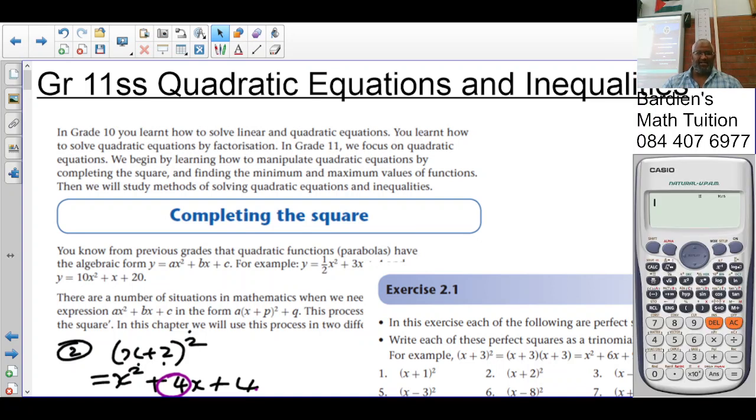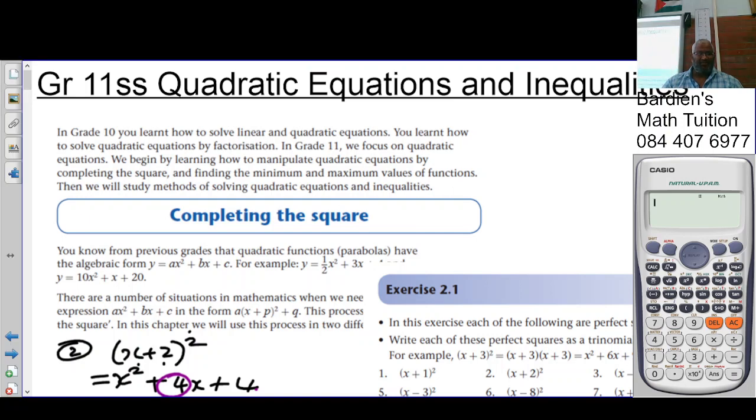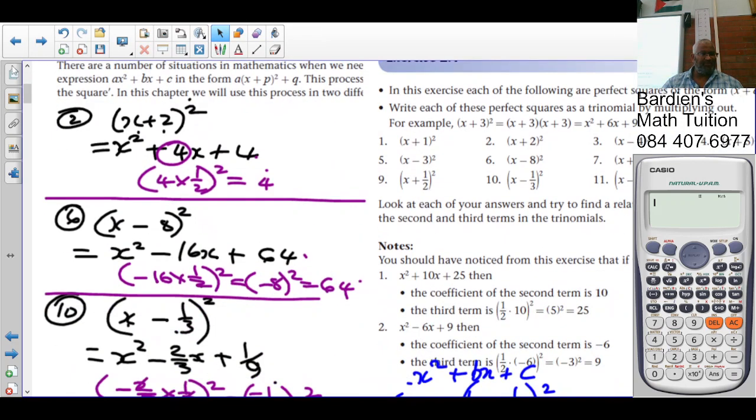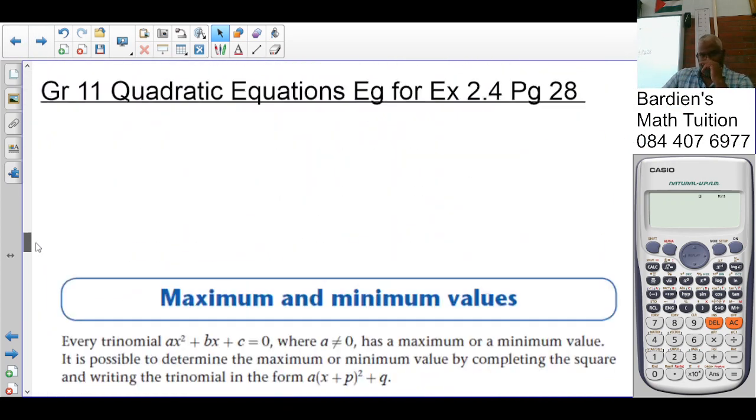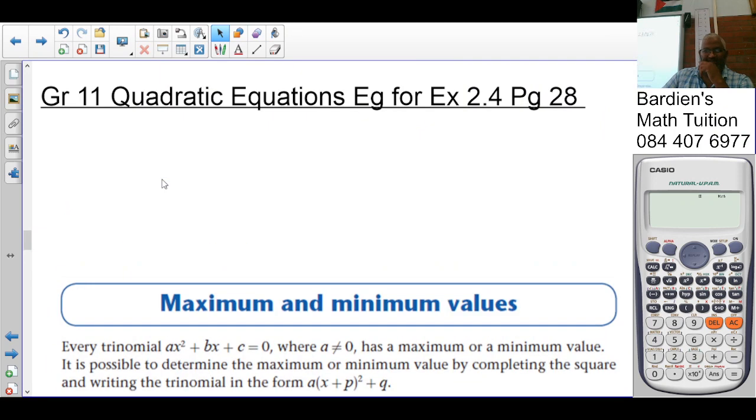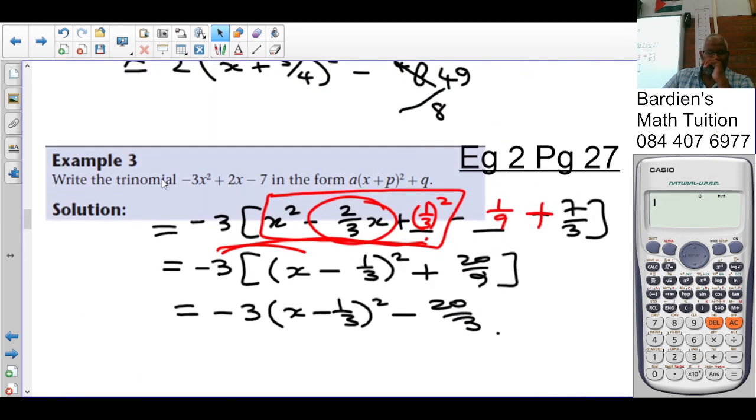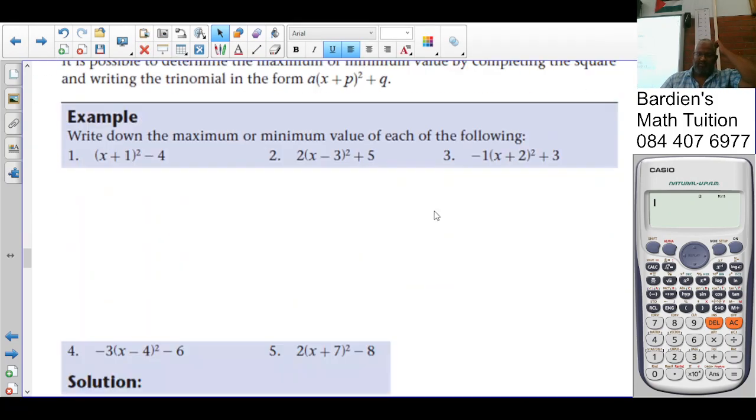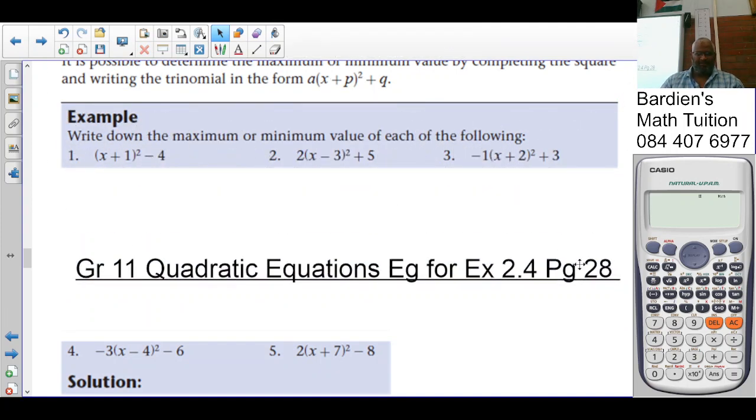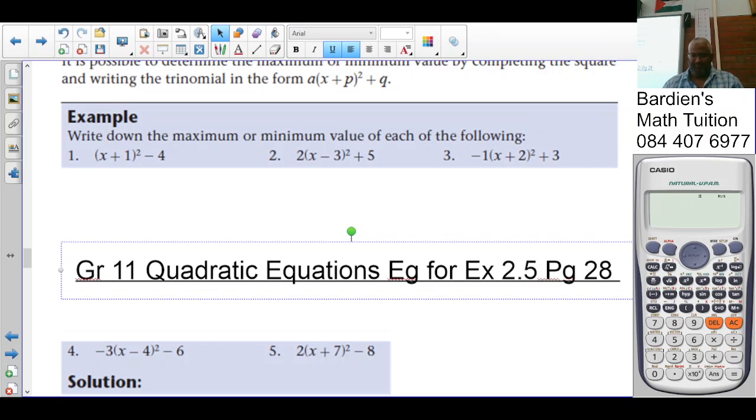Alright, so we're looking at quadratic equations. At this point, we're busy with maximum, minimum values, is that correct? So now we're looking at examples for exercise 2.5, no? Examples for 2.5, and that's on page 28.